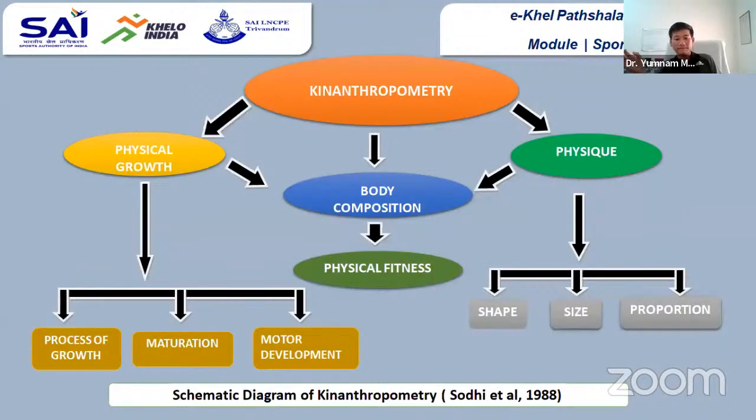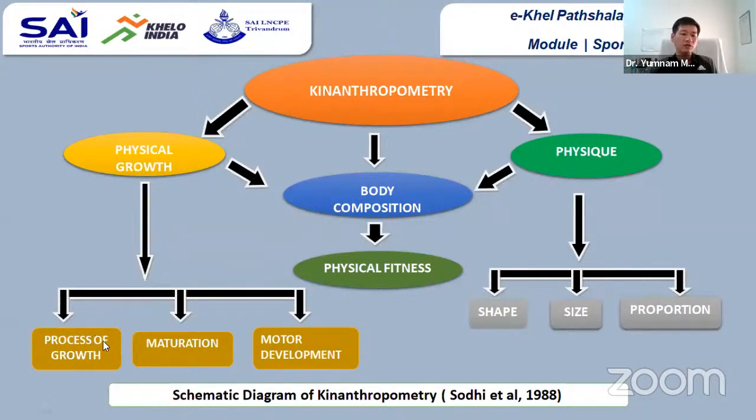So simply, this schematic diagram of kinanthropometry was given by Sodhi et al. in 1988. With this diagram, Sodhi gives the scope of kinanthropometry. What is the scope of kinanthropometry? This diagram represents the scope, the application, and its role in sports. The scope, the area of kinanthropometry, is explained in most detail by this chart. So one branch deals with physical growth, which includes the process of growth.